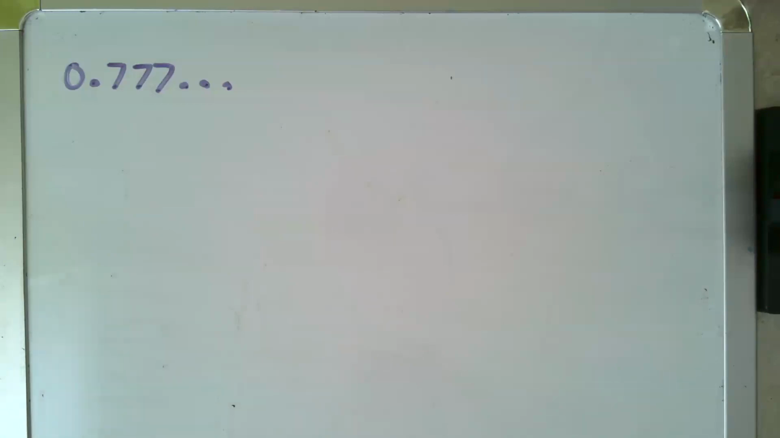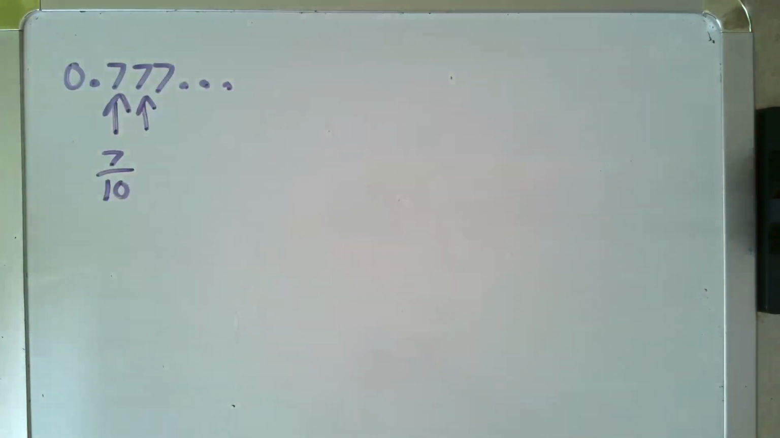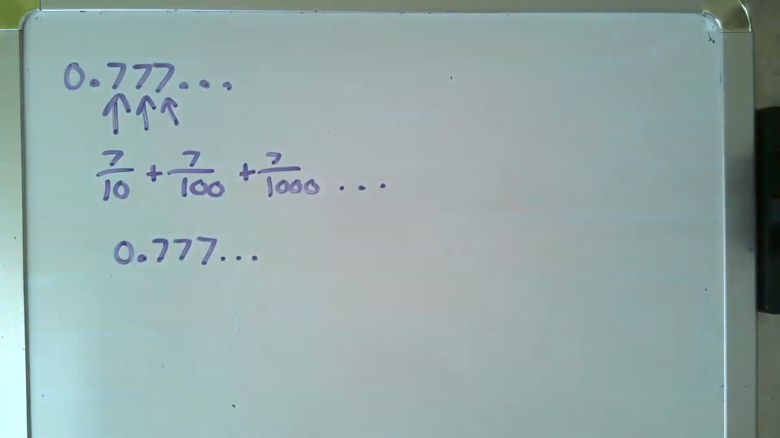Well, let's start looking at each place and write them as fractions. So 0.7 can be rewritten as 7/10. And the 7 in this place can be rewritten as 7/100. And the 7 in this place can be rewritten as 7/1000, and so on and so forth. And if we were to add all of these up, that's where we get all of our 7s in the correct places.